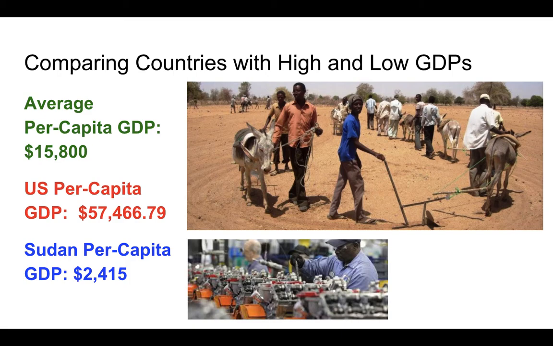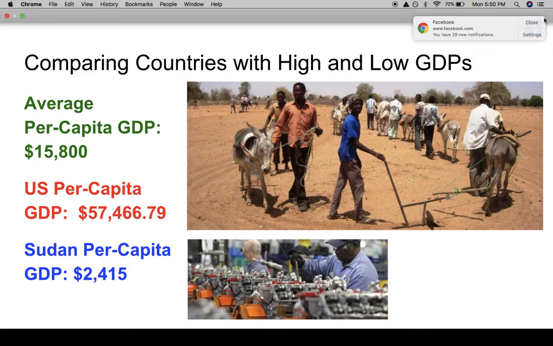Countries like the United States, which has the largest GDP in the world, and per capita is still really high. The average being 15,000, the United States having 57,000. Sudan, on the other hand, has a little over $2,000 in GDP per capita.